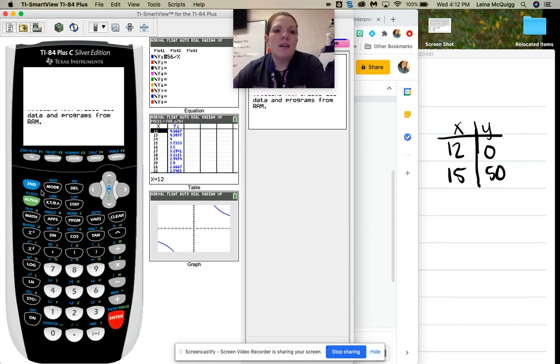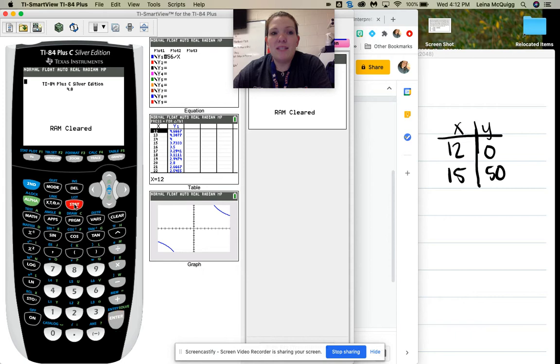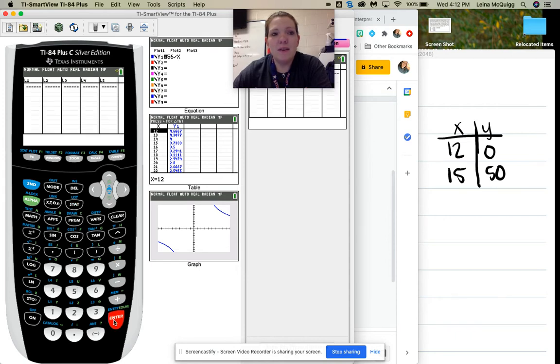Okay. Remember, in my calculator, I can do stat, edit, and it gives me my table. So now I'm going to take my x values and put them in L1, and my y values and put them in L2. So in L1, I have 12 and 15. And then I'm going to go over to L2 and type in 0 and 50. If you have a Chromebook, you have a TI calculator on your Chromebook, so make sure you're using this calculator on your Chromebook.